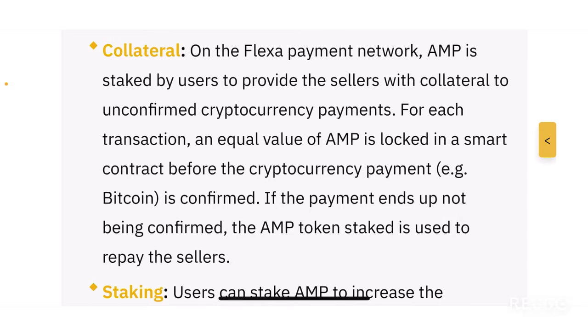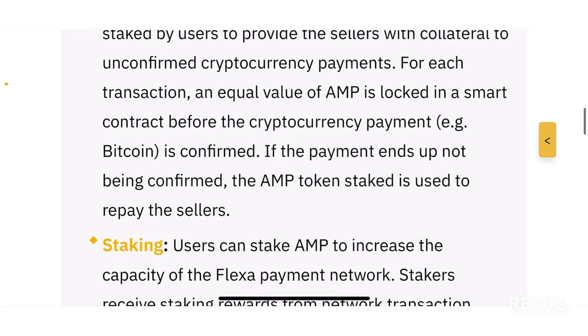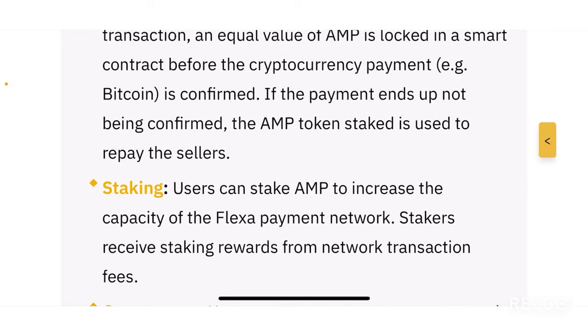cryptocurrency payment is confirmed. So again, let's say, for example, you are transferring Bitcoin to purchase something from a restaurant. You need to ensure that you stake the equivalent value of AMP tokens before the payment can even be initiated, and the payment has to be confirmed in order for you to get back your AMP tokens, right? In this case, they used the example of Bitcoin, but it could be any cryptocurrency which is facilitated in the Flexa payment network, right?